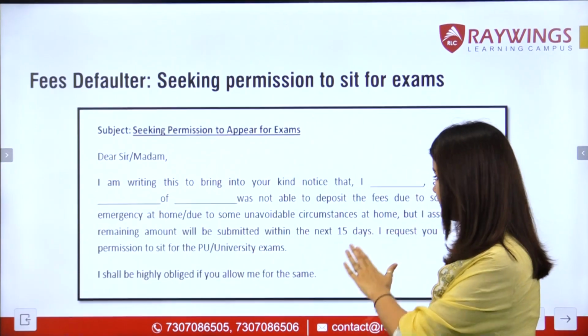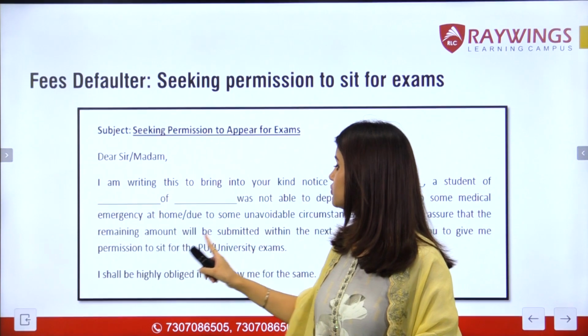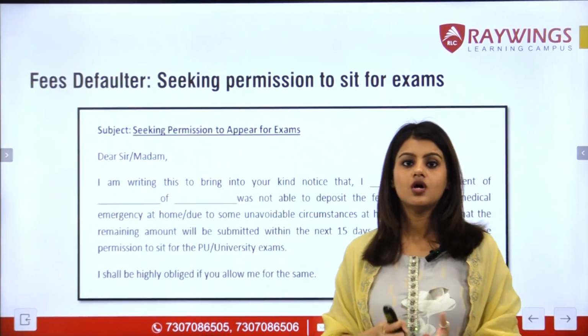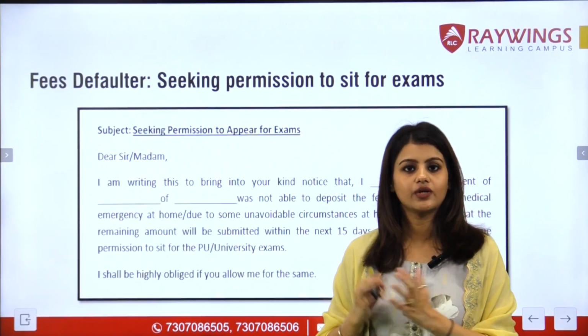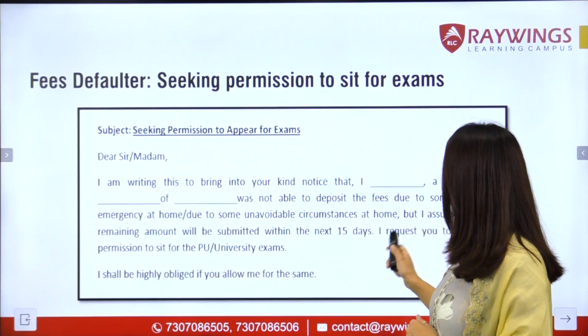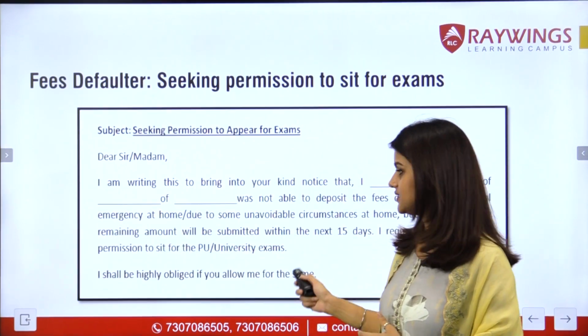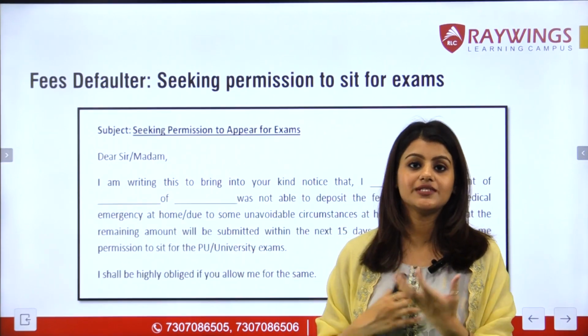So here we have done that, and after that you will write, but I assure that the remaining amount will be submitted within the next 15 days. Now this is up to you. If you think that you will be able to pay the fees after 10 days or 1 week, you can write down that. Then I request you to give me permission to sit for the PU or the university exams. So then you will write down the main thing, why you are writing, what you are seeking.